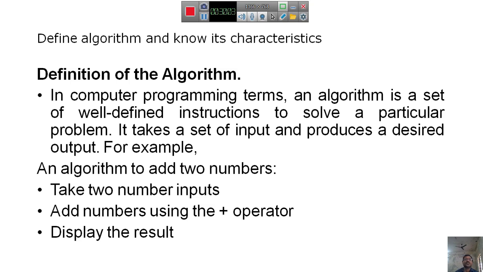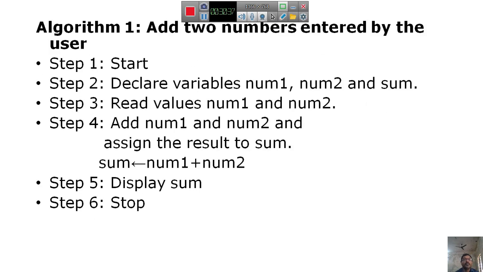That is, a is equal to 10, b is equal to 20, c is equal to a plus b. So like that, c is equal to a plus b. It is very, very simple. Okay, so an algorithm to add two numbers is: take two numbers as input, add numbers using the plus operator, display the result. In general we do a is equal to 10, b is equal to 20, c is equal to a plus b. Like that only, and we have to write this algorithm like this.